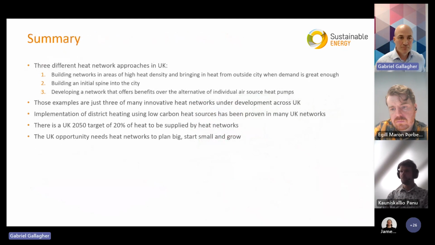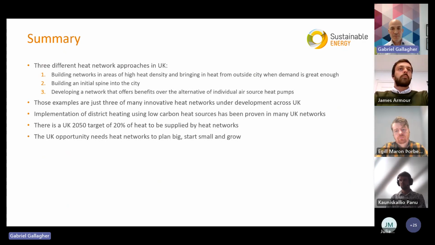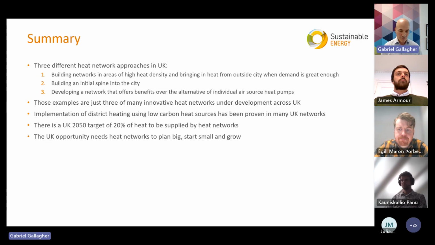So in summary, there are three different approaches. That's building from the centre of the city on low carbon energy sources, gaining a capacity which then warrants and creates the economies to bring a much longer pipe from far outside the city, versus a low carbon and low cost source of heat fairly close to the city and starting from that point and building into the city, versus new build areas where, with the UK looking to ban gas boilers from new houses, the alternative is individual air source heat pumps, and when do heat networks then compete and offer a benefit against those cases.